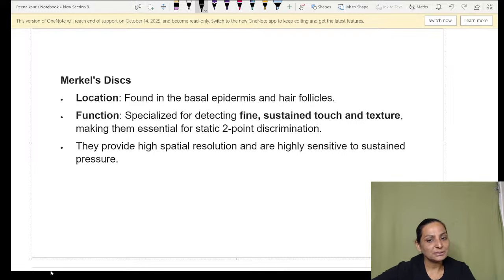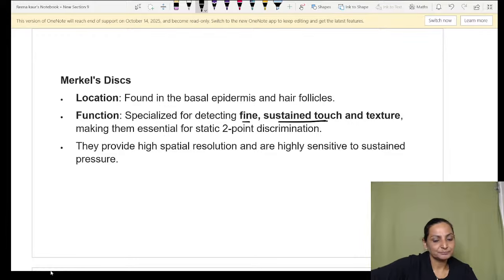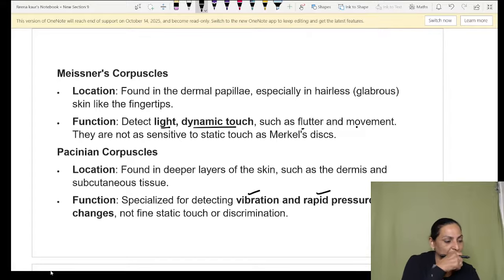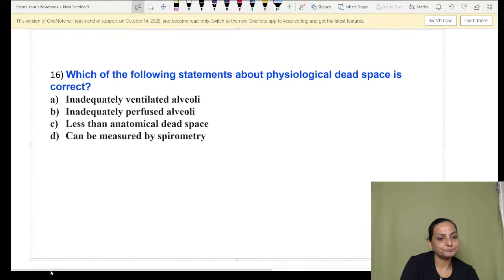So Merkel's fine sustained touch is important, whereas Meissner's light touch, dynamic, rapidly adapting, like flutters, movement. Pacinian, vibration, rapid pressure changes.